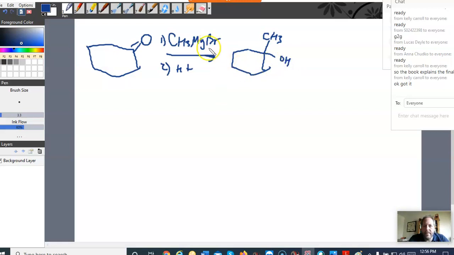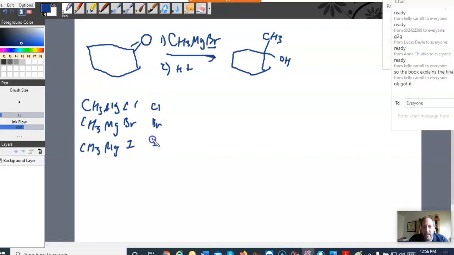So, the halogen. Remember I said you can either use bromine, chlorine, or iodine. So you can use methyl chloride, you can use methyl magnesium bromide, methyl magnesium iodide. If you look on the periodic table, it goes chlorine first, and then bromine, and then iodine. Bromine is what's called the Goldilocks halogen because it's not too fast, it's not too slow. It's the halogen that's just right, as far as speed and how things work.